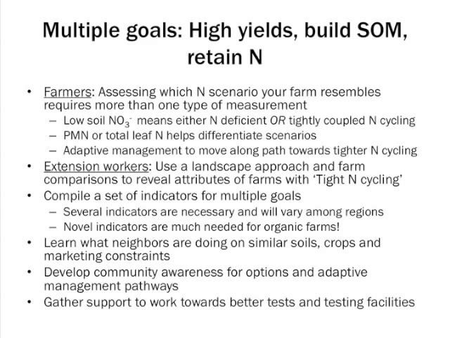It's important that people know what their neighbors are doing on similar soils, crops, and marketing constraints. And what we're trying to do, and might be useful in other contexts too, is develop a community awareness for the types of options and adaptive management pathways that could push people towards tighter nitrogen cycling that benefits their production and these other goals as well. And hopefully that's a way that we can gather support so that we have better testing options and testing facilities in our agricultural areas that go beyond just the types of tests that are useful for conventional agriculture.